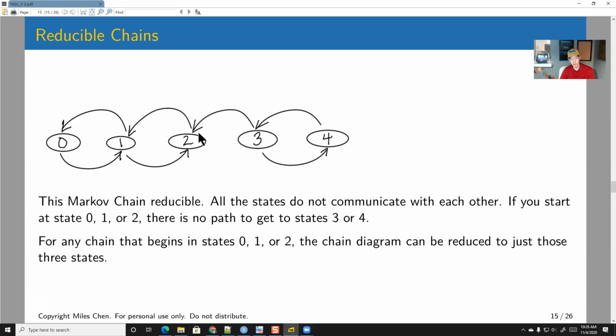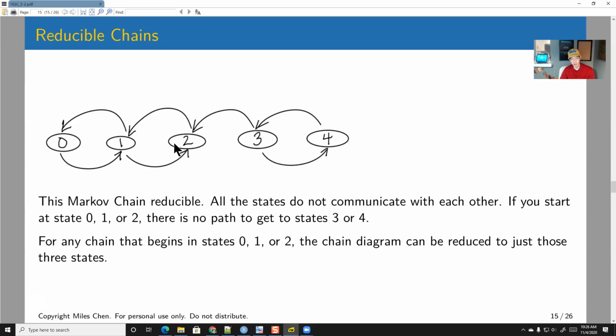This Markov chain is reducible because all the states don't communicate with each other. And we might say it's reducible because if you have a chain that starts at states 0, 1, or 2, then this diagram of the chain can be reduced to just those 3 states. There's no point including states 3 and 4 in your diagram because the resulting Markov chain is just going to be the same.